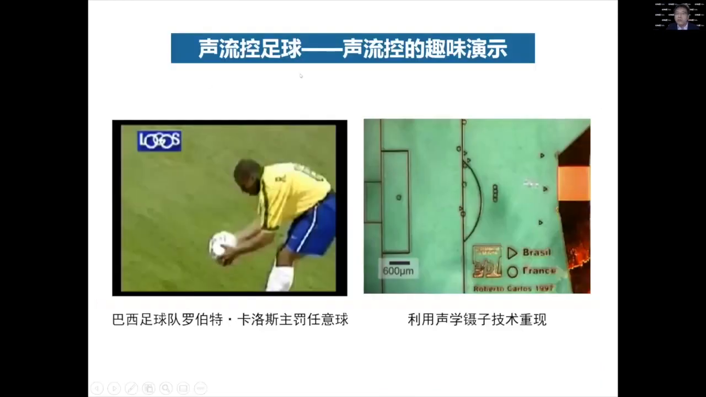Before I share with you our work on acoustofluidics, I would like to share with you a fine example of acoustofluidics. When I was a college student, I was a big soccer fan, and my favorite soccer player was Roberto Carlos. He is very good at free kicks, especially bended free kicks. Now I'm going to show you a bended free kick he did in a match between the Brazilian national team and the French national team.